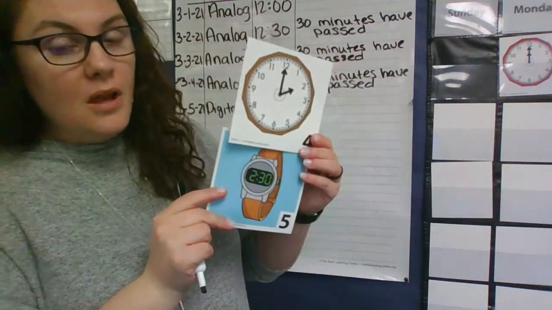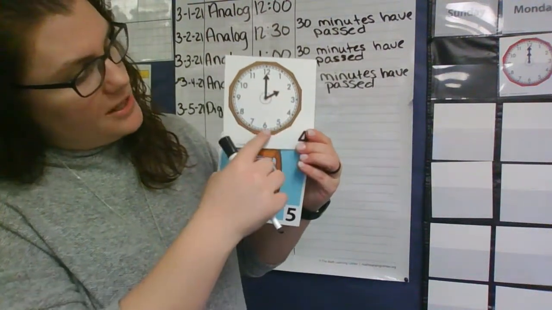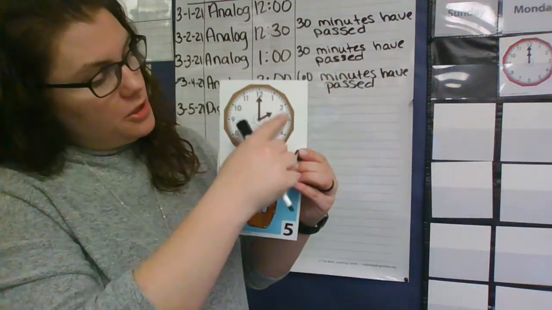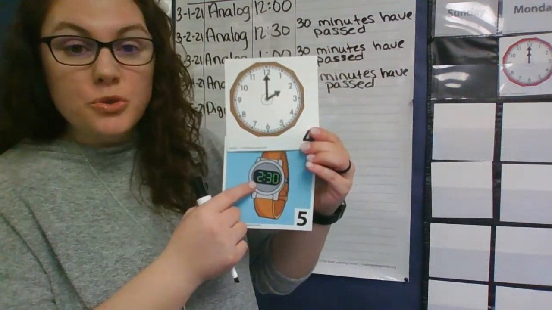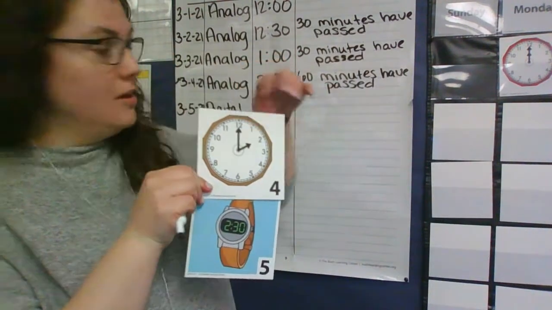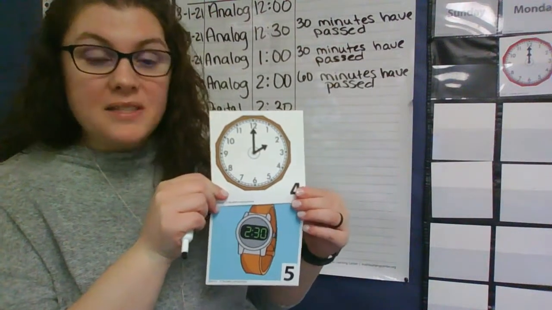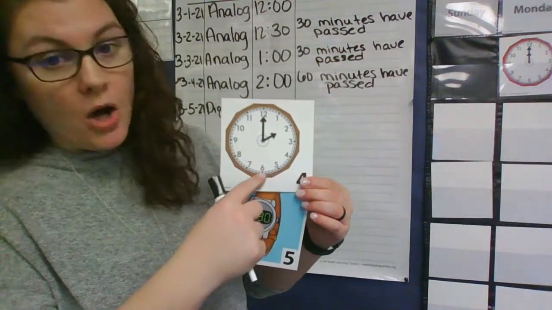2:30 on the analog clock is the same as our minute hand going all the way down to the 6 because 30 minutes is halfway through an hour. So 30 goes all the way down to the 6. So if our digital clock now says 2:30, how many minutes have passed from 2 o'clock yesterday to 2:30 today? Well, let's use our analog clock to help us count. So we know our minute hand has to go all the way from the 12 down to the 6.